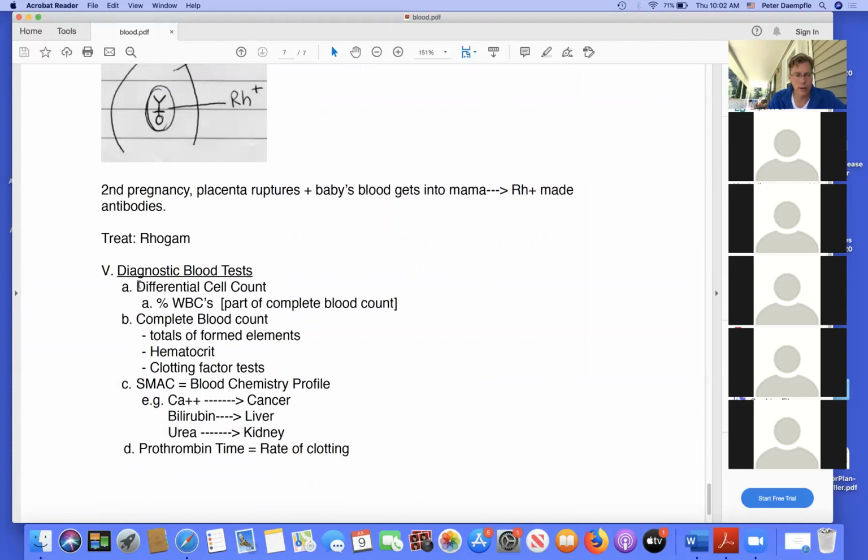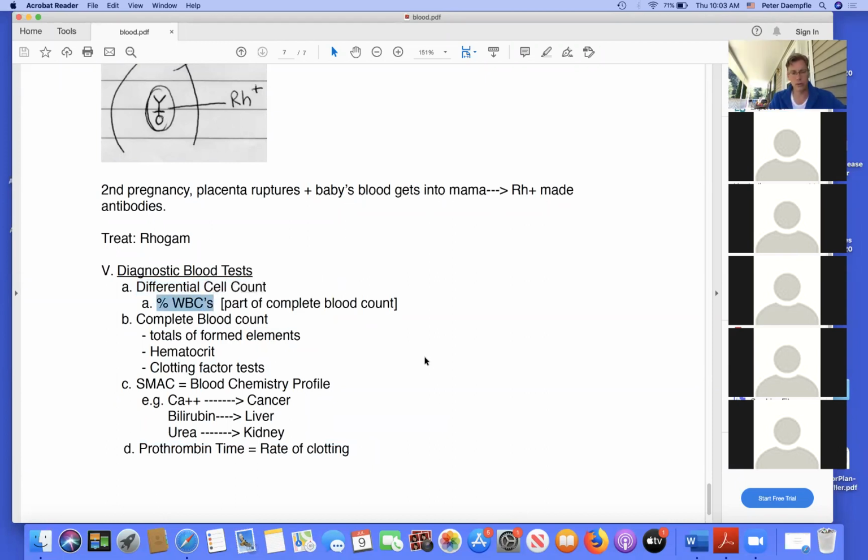We're at 10:02. It'll just take me about 2 minutes, and then we'll be close to time. I just want to show you a complete blood count was what we're talking about. Every year you should get a complete blood count, which takes all your formed elements, white blood cells, red blood cells, platelets, goes through all your clotting factors. It gives you your whole blood chemistry profile, your SMAC, okay? Gives you your pro time, your rate of clotting, your prothrombin time, how quickly you clot. It gives you a differential, which is the percentage of white blood cells in your blood.